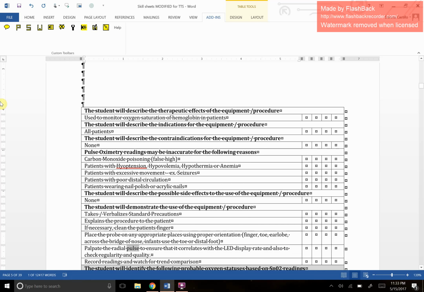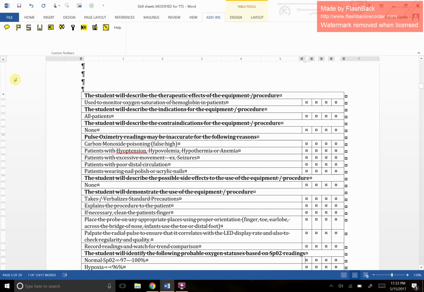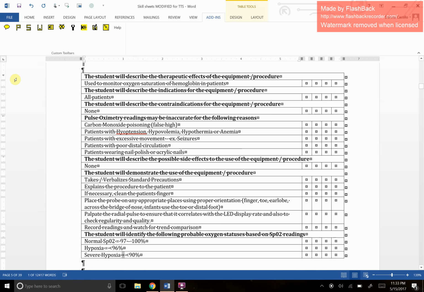Palpate the radial pulse to ensure that it correlates with the lead display rate and also to check regularity and quality. Record readings and watch for trend comparison. The student will identify the following probable oxygen statuses based on SpO2 readings. Normal SpO2 equals 97-100%. Hypoxia equals 96%. Severe hypoxia equals 90%.